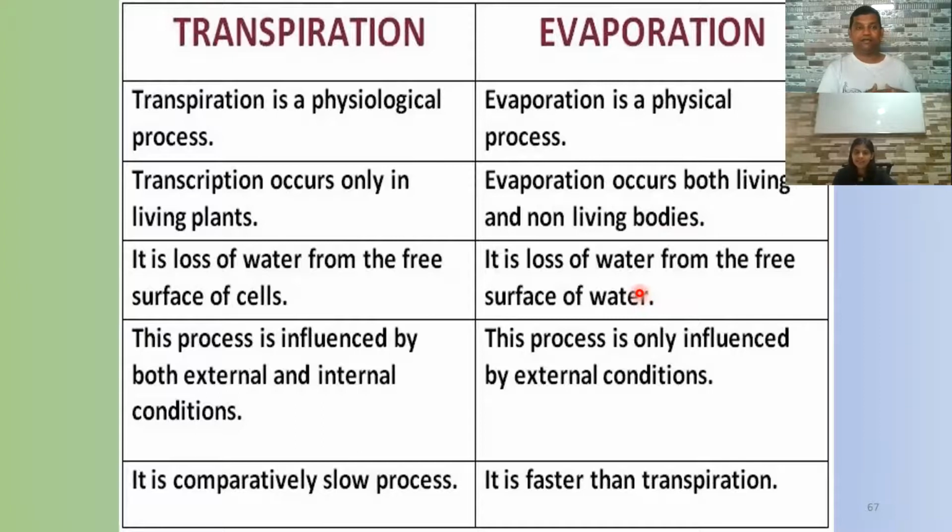Open water bodies like rivers, seas, oceans, water evaporates from them in summer and that's a part of the water cycle. Transpiration is influenced by external as well as internal conditions, but evaporation depends upon only external conditions. Transpiration is comparatively slow, evaporation is fast. You have to remember these differences.